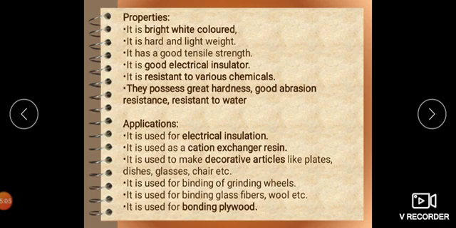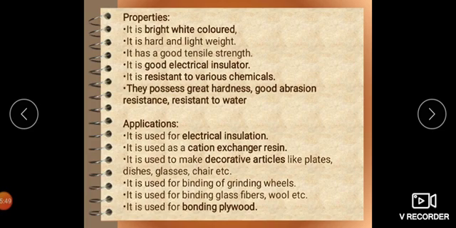About the applications, or uses, of this resin in day-to-day life and industry: it is used as an electrical insulator, because it has the property of electrical insulation. It is used as a cation exchanger resin in the softening of water, because it can exchange the cations from the water with the cation in the resin itself, H plus. It is also used to make decorative articles like plates, dishes, glasses, chairs, etc.